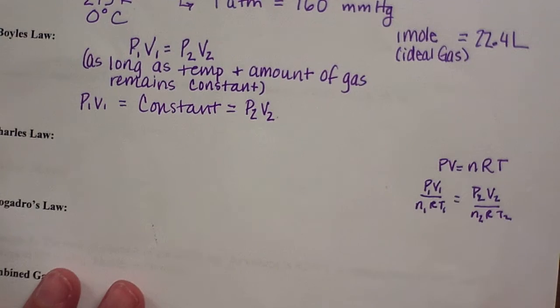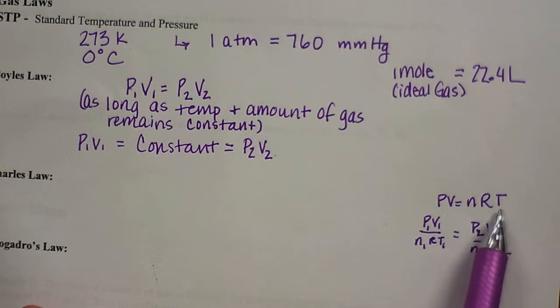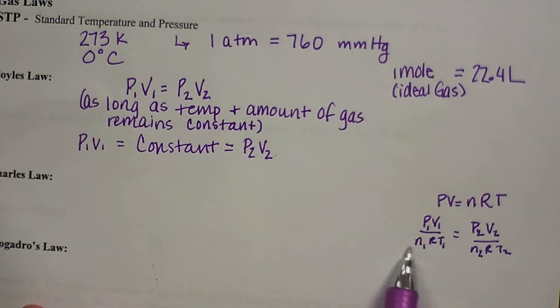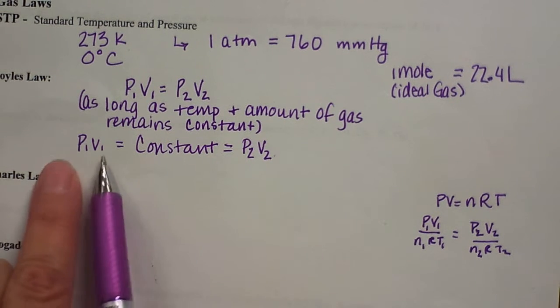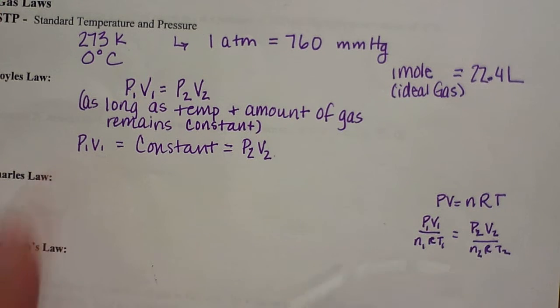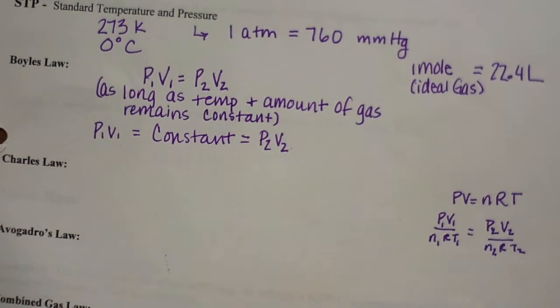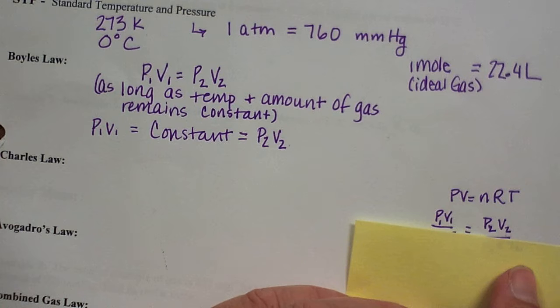So if we take the ideal gas law, PV equals nRT, and we divide out the nRT, and we take like a before and after picture, so we have P1V1 over N1RT1 equals P2V2 over N2RT2. Now you can see that P1V1 is multiplied. Look, P1V1 equals P2V2. So I can now take off the bottom, and there's Boyle's law. Right? So it comes from the ideal gas law.